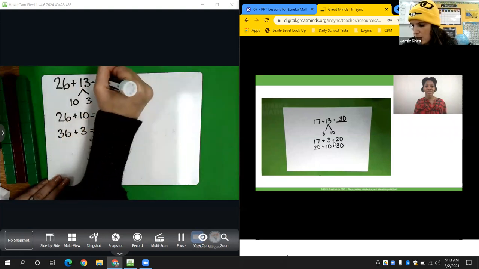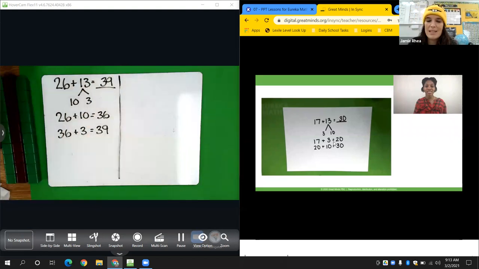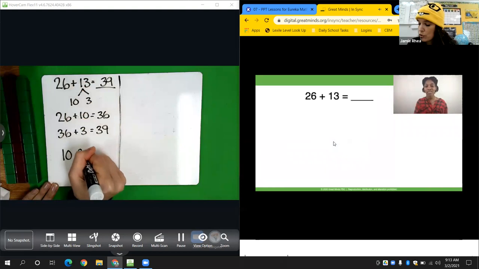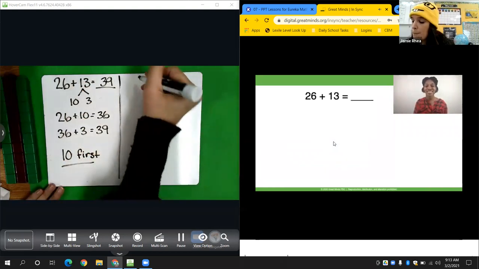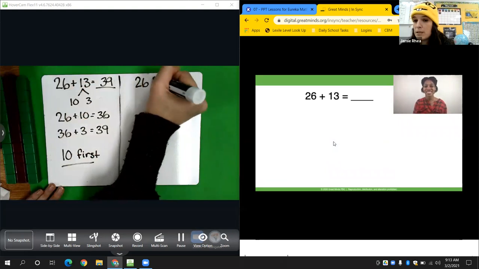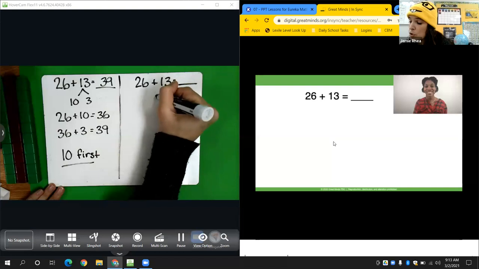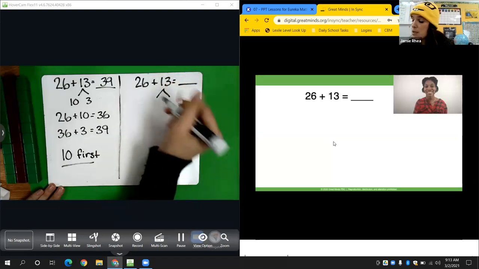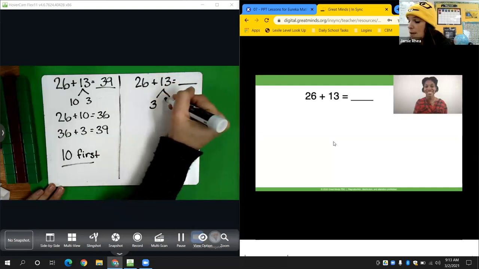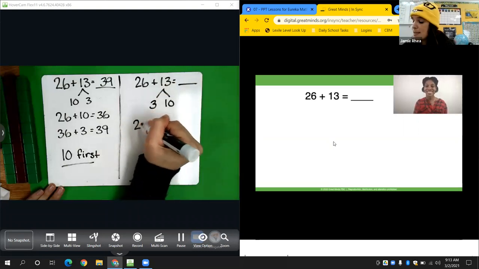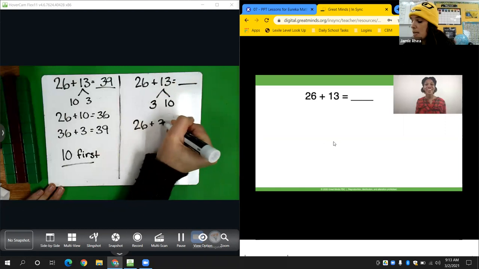Okay, so this is what we did before. This is adding the tens first. So I'm gonna put tens first to add 26 plus 13. 26 plus 13 equals something. Remember, we're still going to break it apart, but this time we're going to say 3 ones and 1 10. Then we're going to add 26 plus 3.